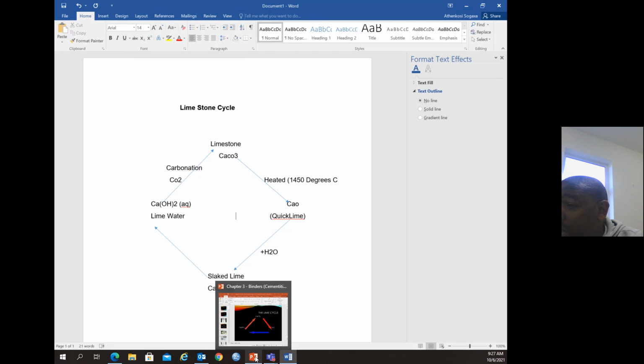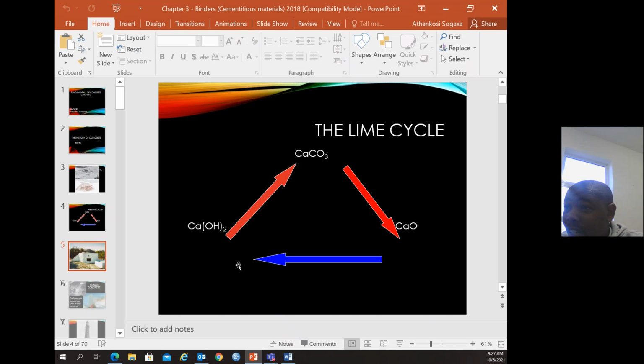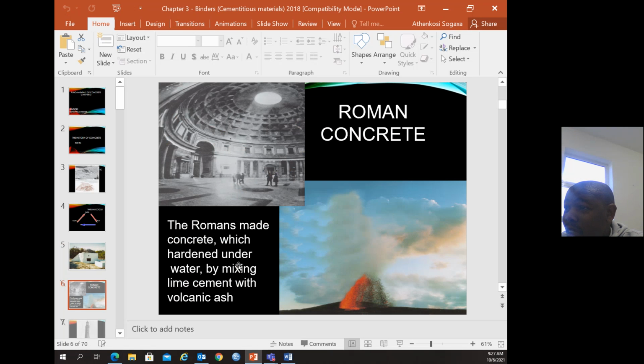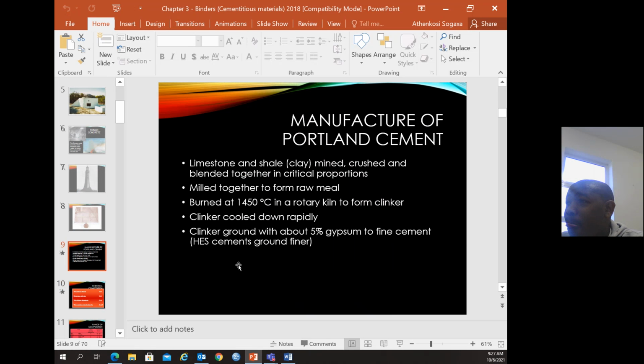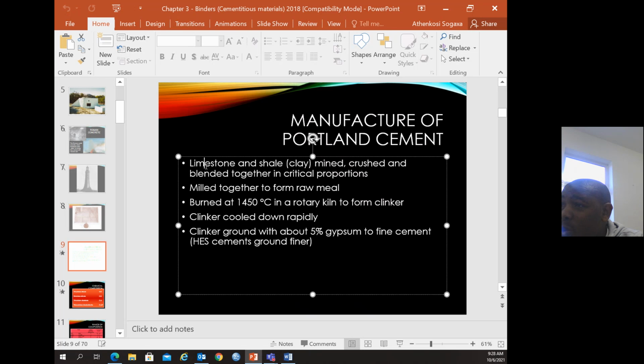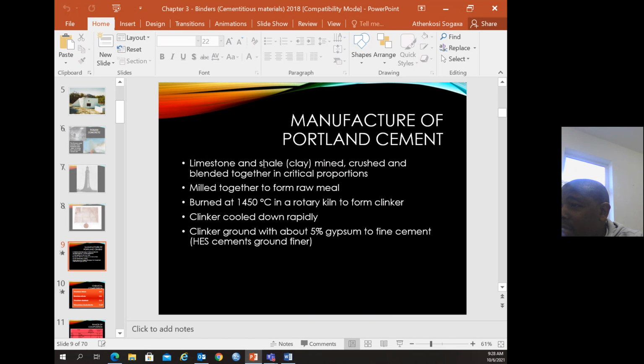To carry on with the slides, you have the limestone cycle. And you can see the Roman concrete. The Romans made concrete which hardened underwater by mixing lime with cement, which is volcanic ash. So there is also a building, that's a history of concrete. Now, for the manufacture of Portland cement, the limestone we spoke about is used to make Portland cement.